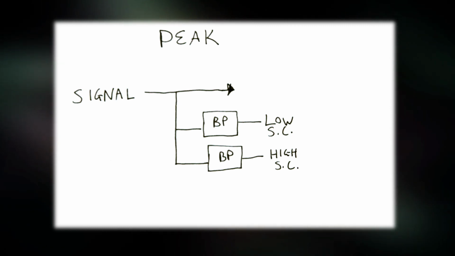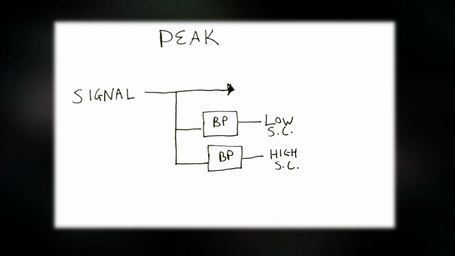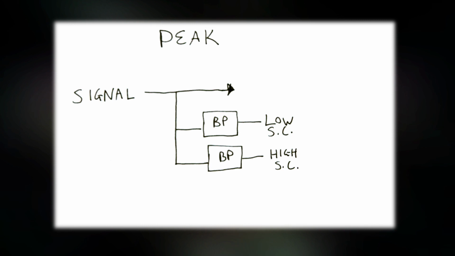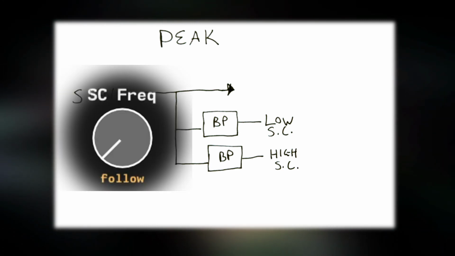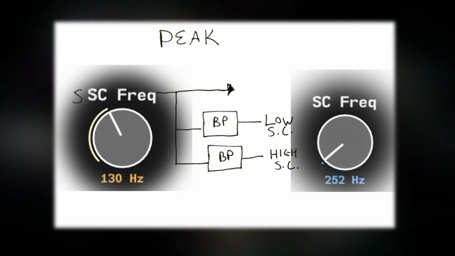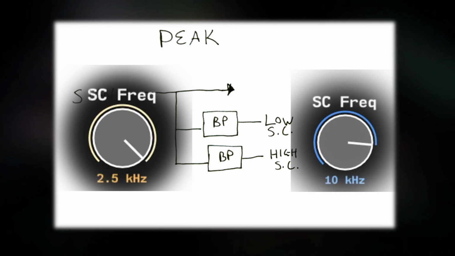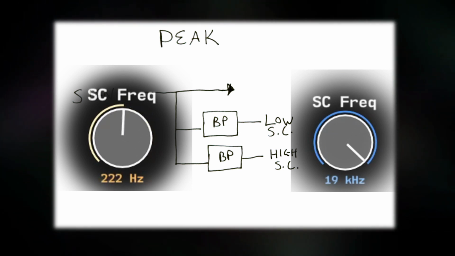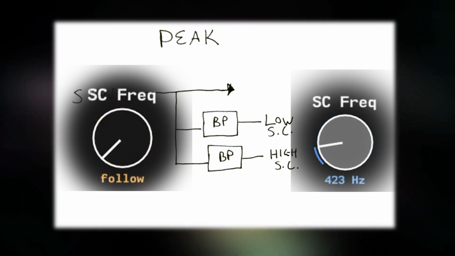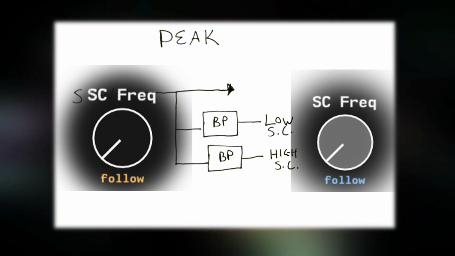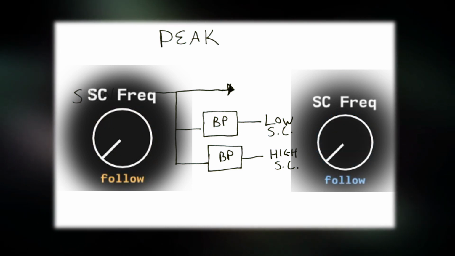And this is what the peak mode looks like. 2 separate sidechain taps from the input signal, which go through independent bandpass filters. And on the interface, we can set the frequency of these sidechain bandpass filters manually, or set it to follow the main frequency control of the band. It is important to note that these sidechain detector modes are not linked, and either band can be set to either mode for maximum flexibility.